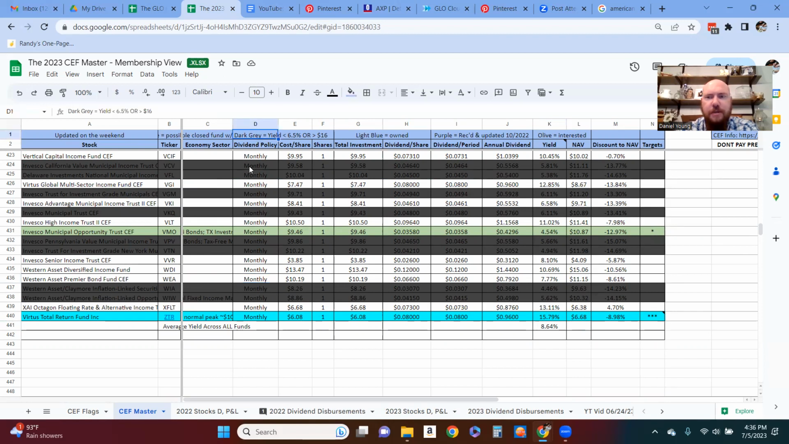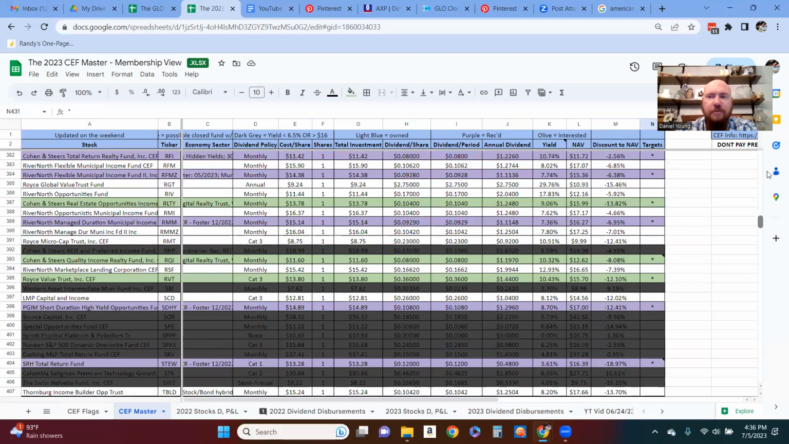Dark gray doesn't meet our parameters. Light blue is what we own. Purple, which you'll see in a sec, is what's recommended. And it actually gets updated every time I update this. Olive is what we're interested in, and white, it honestly falls in the gray area. We're not tracking it for any number of reasons. So I update this whole thing every month, and I update every targeted fund. So every single double or triple asterisk every single week.